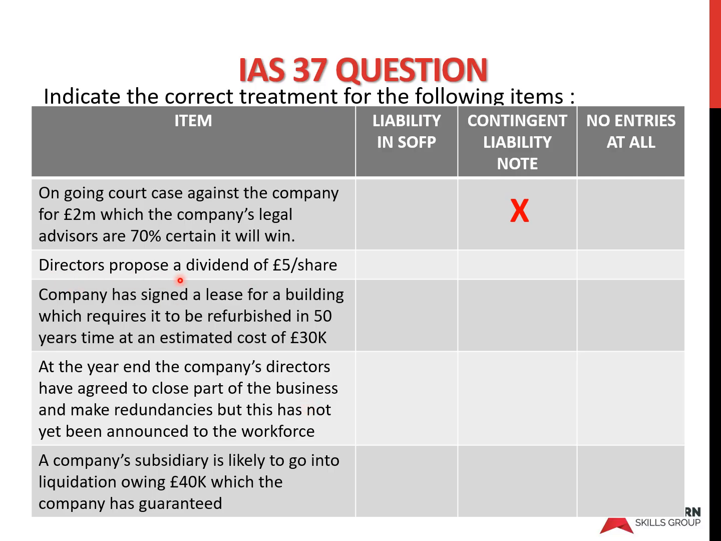Second item, the directors are planning to pay a dividend of £5 per share. Now, in this case, until the payment of that dividend is approved by the shareholders at the annual general meeting, there is no obligation to make that payment. It's just a proposal.